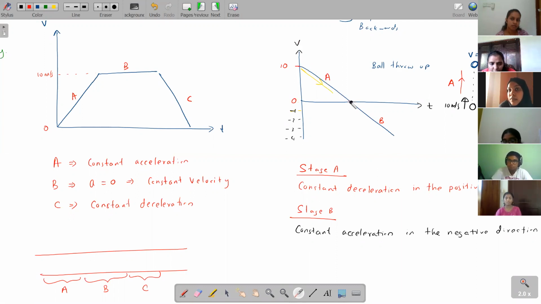Excuse me, teacher. Yes? Then in stage B, the velocity increases, right? Yes, the velocity increases. In stage B, that's why I use the word acceleration. Acceleration means the velocity increases. Yes, in stage B, velocity increases.